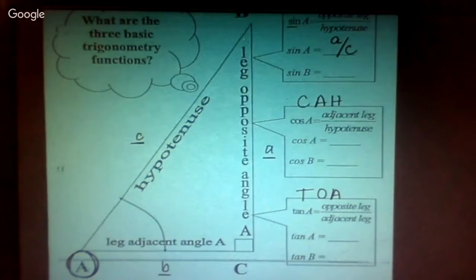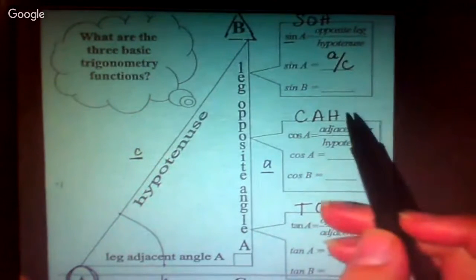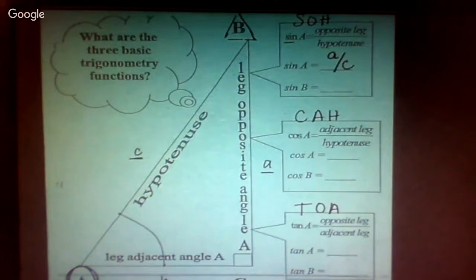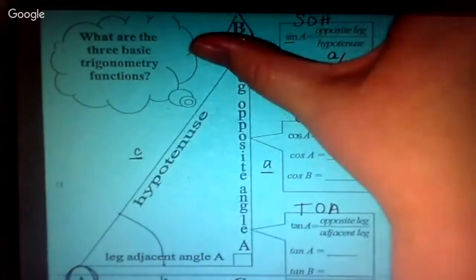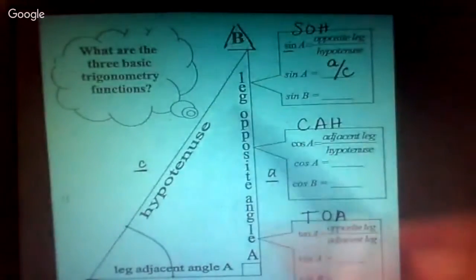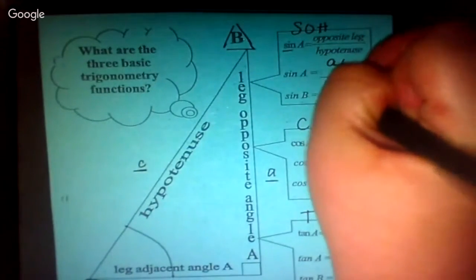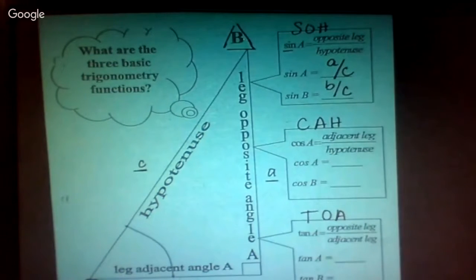If you look at the next one, it says sine of B. Now they want us to use B as my reference angle. If the sine is your opposite leg, which one is opposite now that we're looking at angle B? What's my opposite side? Is it A, B, or C? Which one's opposite of B? B. Okay, B is opposite. So now if I'm trying to find the sine of B, I would do B over C instead of A.